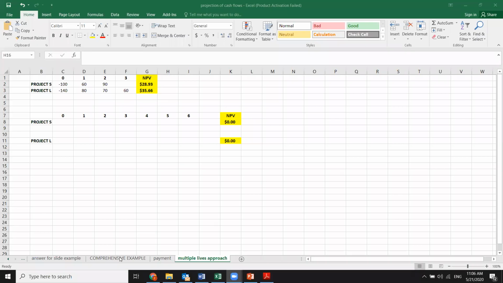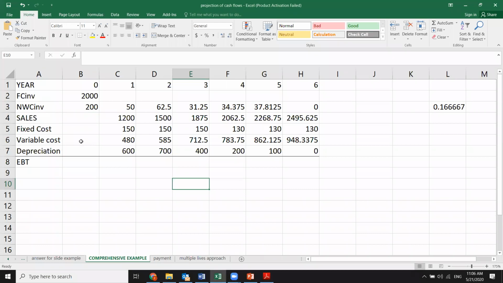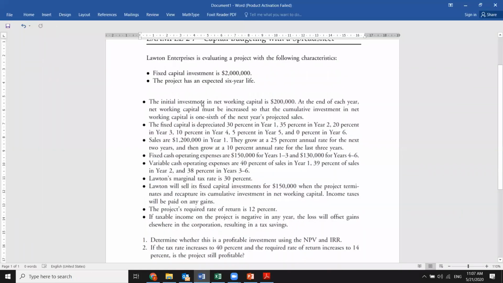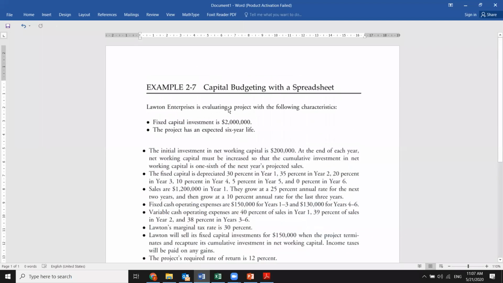Okay, yesterday we were doing one example. It was just a comprehensive example, and the last part was where we calculated depreciation. And the depreciation was calculated, if you remember. Let me just go over it again from the beginning, just quickly, so that you can remember what we were doing. So this was the project that we were working on.